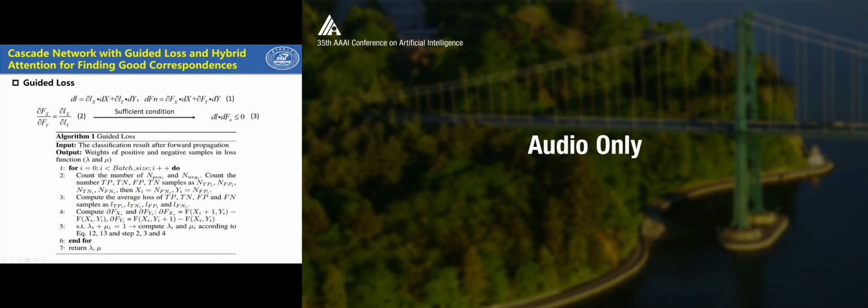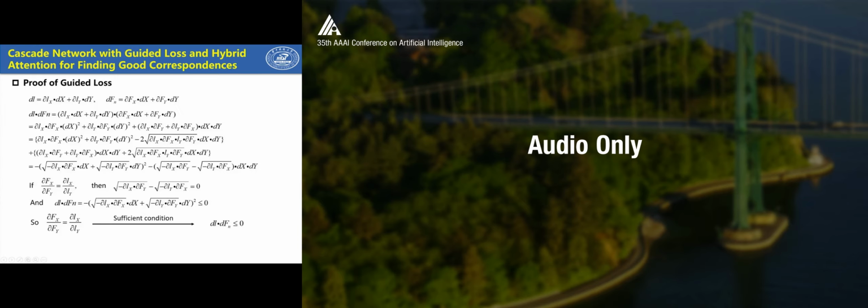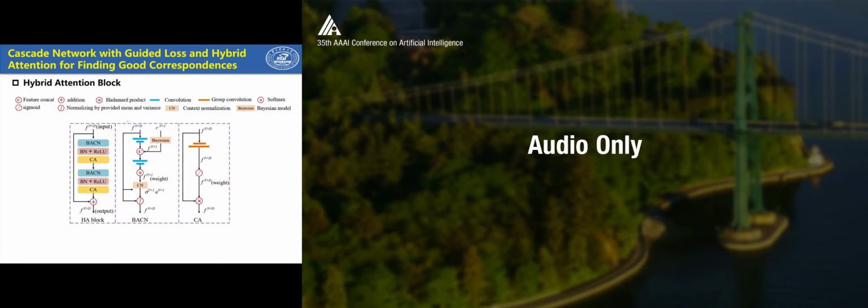We also present the proof of guided loss as follows. We do not introduce the process of proof in detail here. Then we introduce the hybrid attention block. It is the basic efficient extraction block of our network. As shown in this figure, the input of HAB is the feature map.